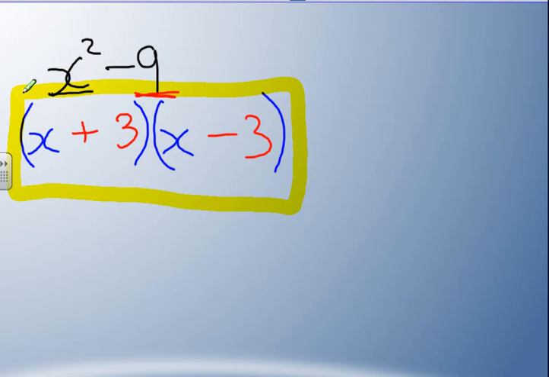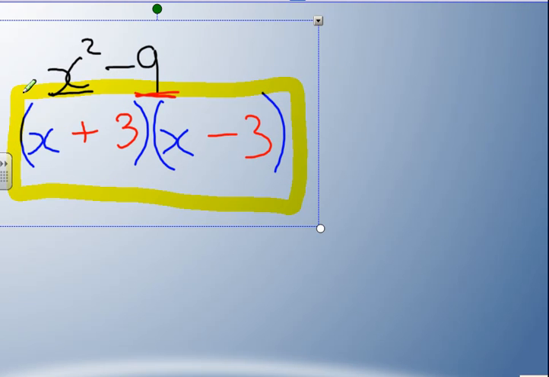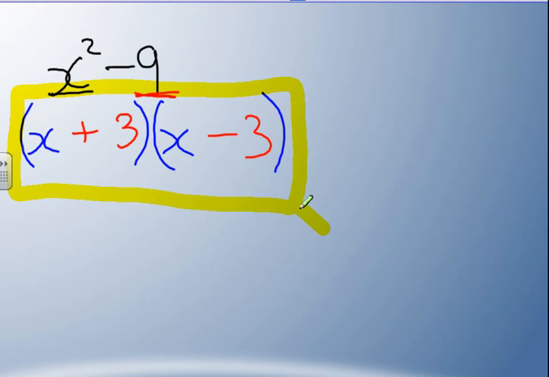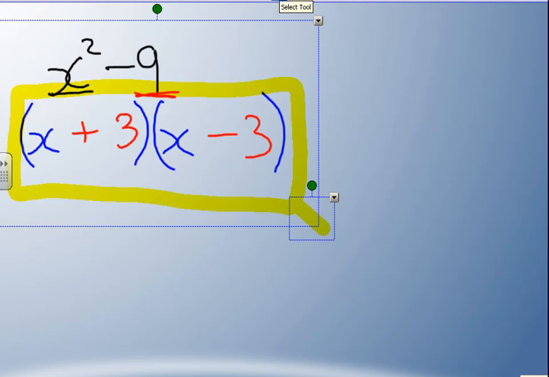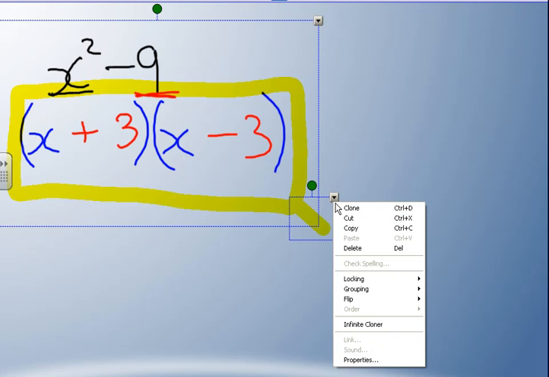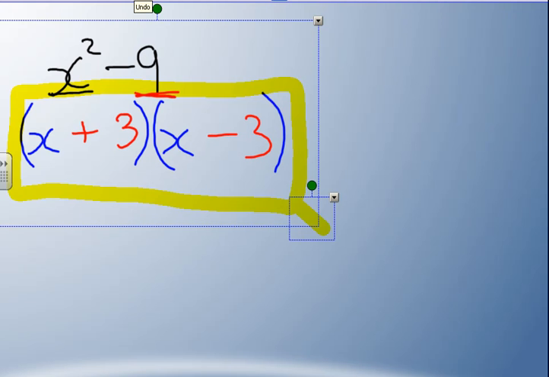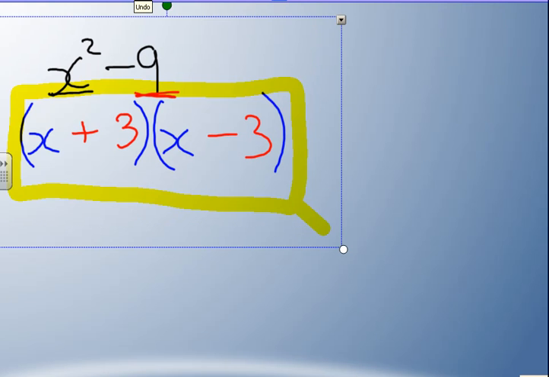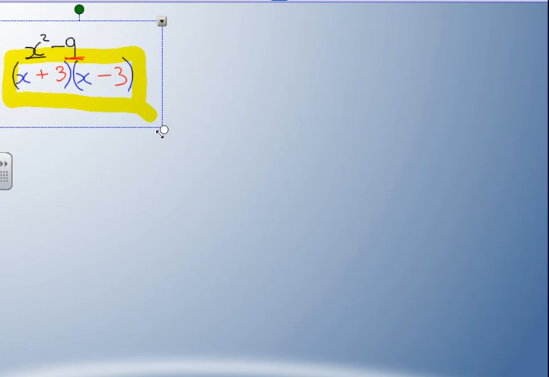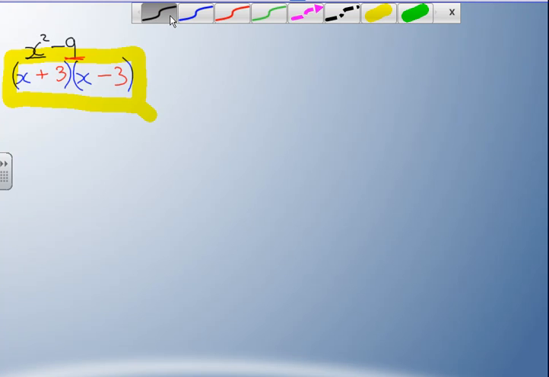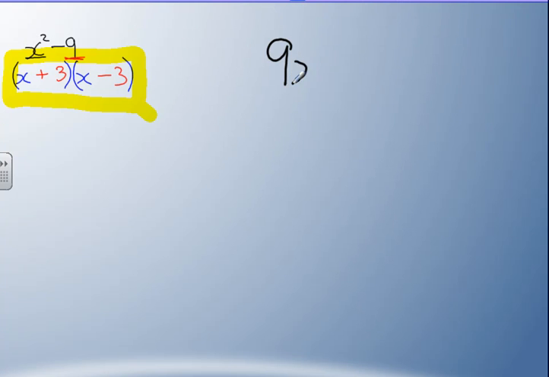Let's do another example. I'm going to go a little more complicated. Oops. Delete that one. So, undo. Let's tuck this out of the way. So, new question. I'm going to go 9x squared minus 16y squared.